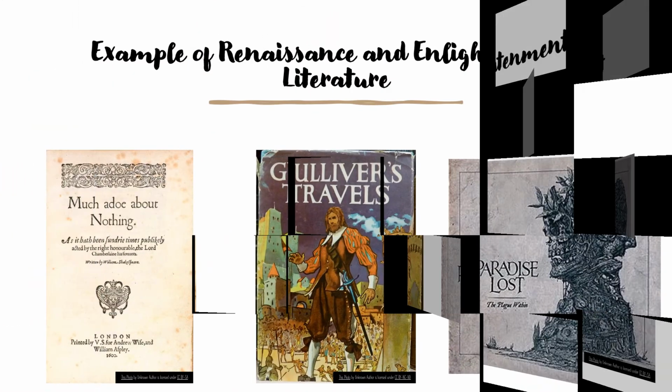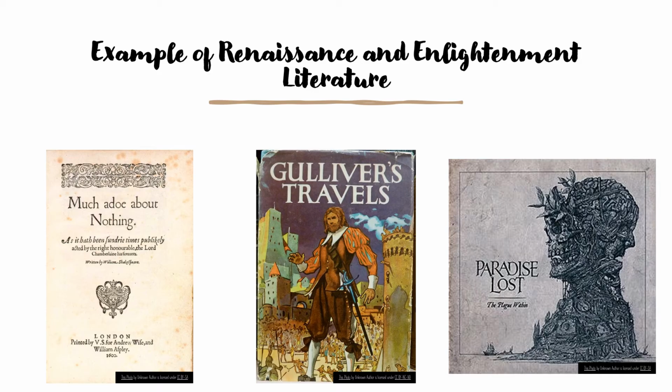These are the literature during the Renaissance and Enlightenment period. First is Much Ado About Nothing. This was considered as one of Shakespeare's best comedies and was probably written between 1598 and 1599. It was first printed as a quarto or a booklet in 1600 and reprinted in 1623 as a part of Shakespeare's first folio, portfolio. This play infused humor in serious topics like honor, shame, and court politics.